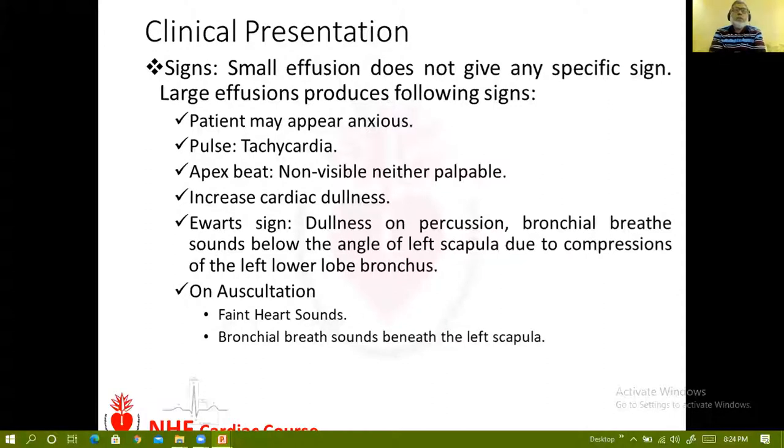Signs. A small effusion does not give any specific sign. A large effusion produces the following signs. The patient may appear anxious, with tachycardia, apex beat not visible and neither palpable, and increased cardiac dullness. Ewart's sign is an important sign: dullness on percussion and bronchial breath sound below the angle of the left scapula due to compression of the left lower lobe bronchus. On auscultation, faint heart sound and bronchial breath sound beneath the left scapula.